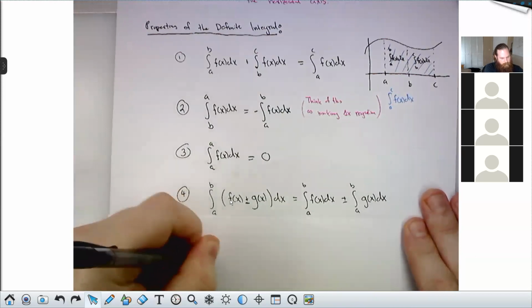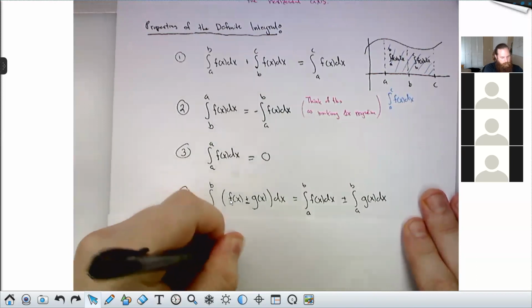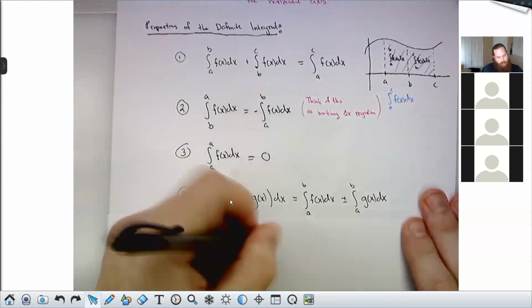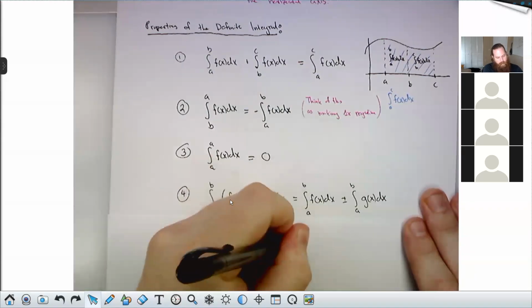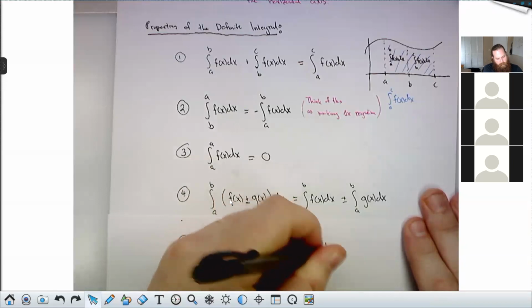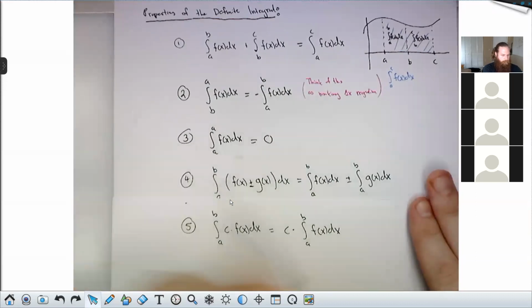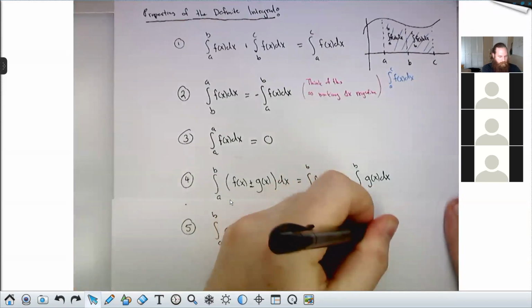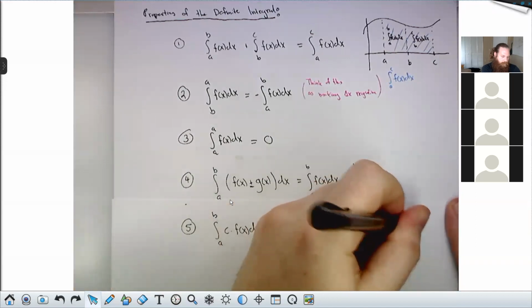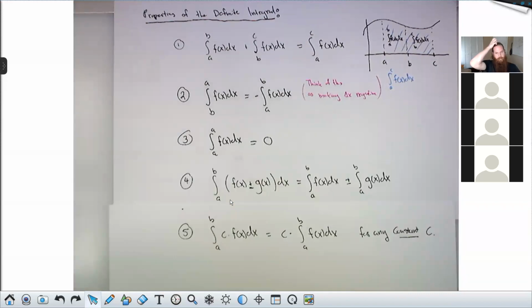And then the integral from a to b of a constant times your function is equal to the constant times the integral from a to b of your function. Constant multiples pop out. This is for any constant c. Has to be a constant. Only constants pop out, but constants do pop out.